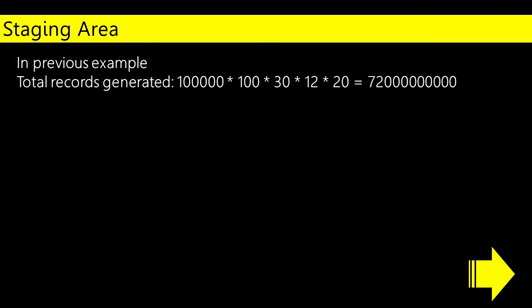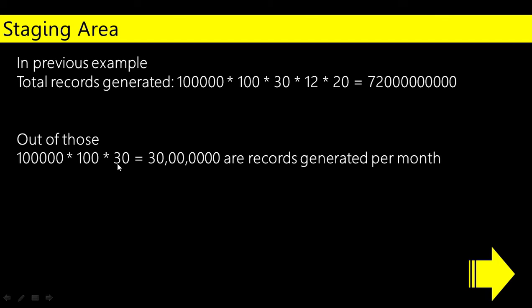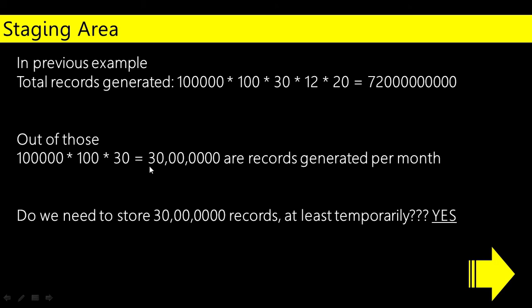In the previous example, we discussed that we are generating a huge number of records. Out of this huge value, 1 million into 100 into 30 is the number of records generated per month. Now, do I need to store this number of records for any specific use? Please hear the point again. Do we need to store this number of records for any specific use, at least for temporary purposes? Your answer should be yes.